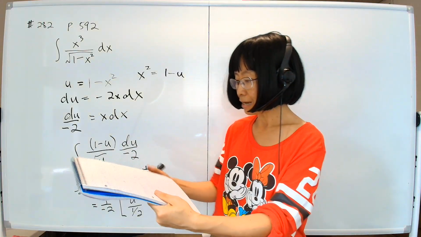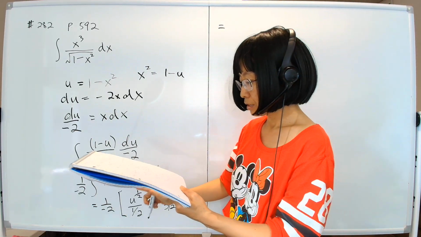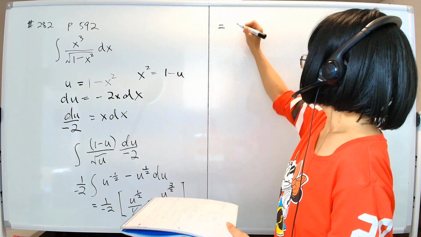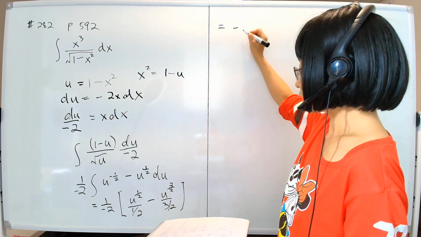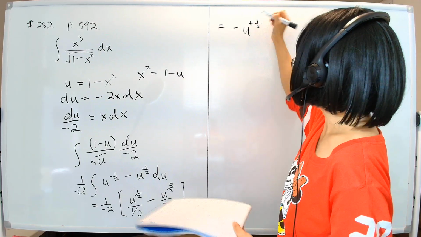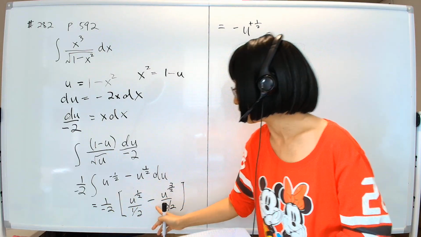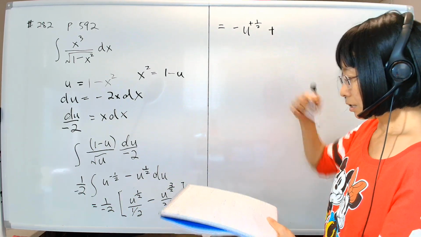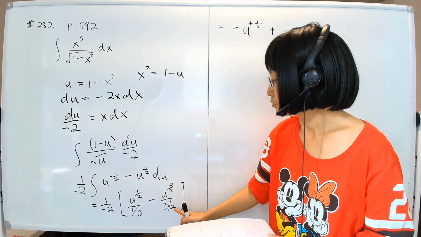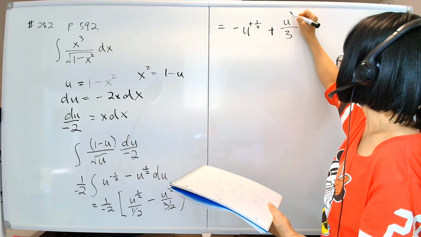To simplify that, we get 1/2 times 1/2. That cancels out. So the first term becomes minus, the minus sign is still there, so minus 1 u to the power positive 1/2. It's not negative. And then this one becomes a plus, so plus 1/2 times 3/2. The 2 cancels out, so you have the 3 left on the bottom. So u to the power 3/2.